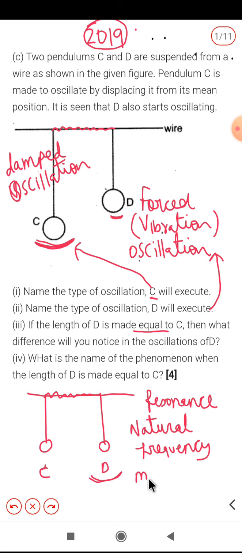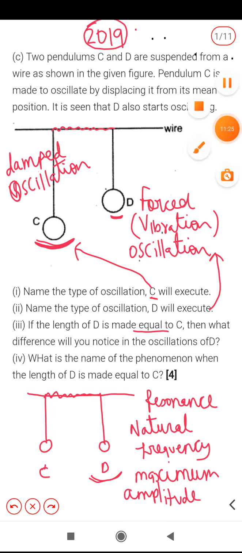This word is the keyword here: maximum amplitude. So, it will oscillate with the maximum amplitude, and this phenomenon is known as resonance.